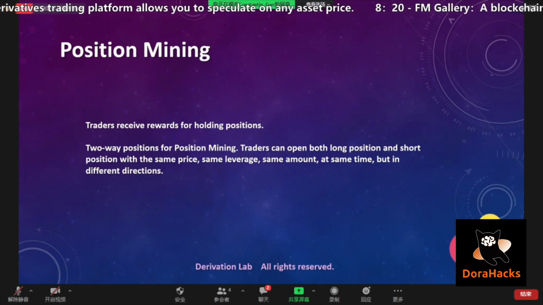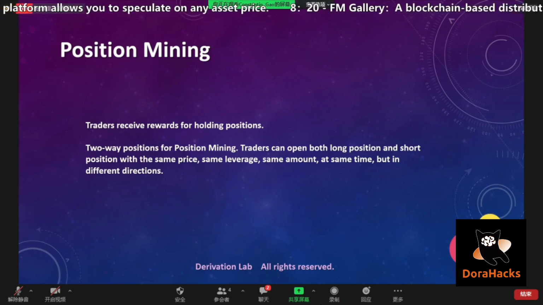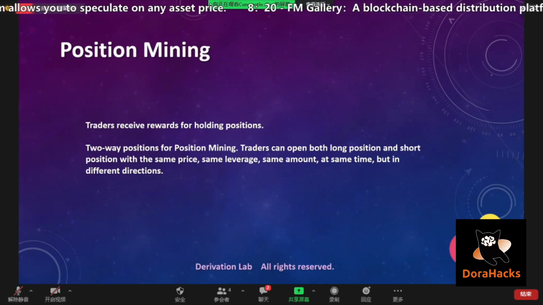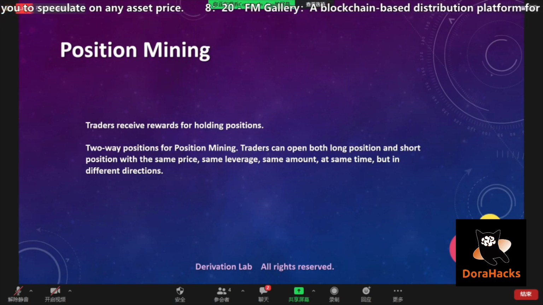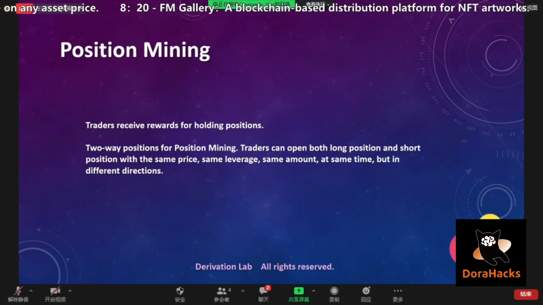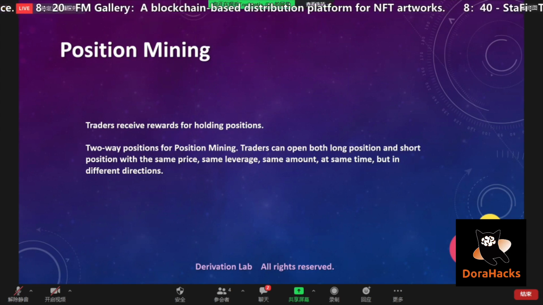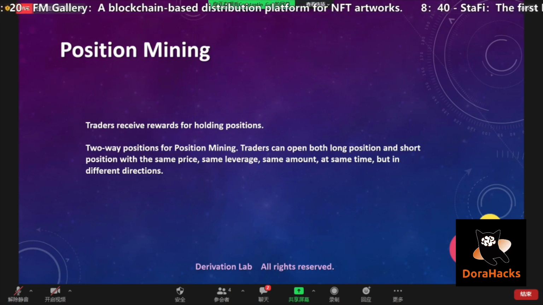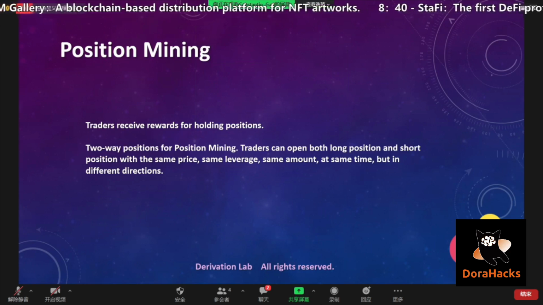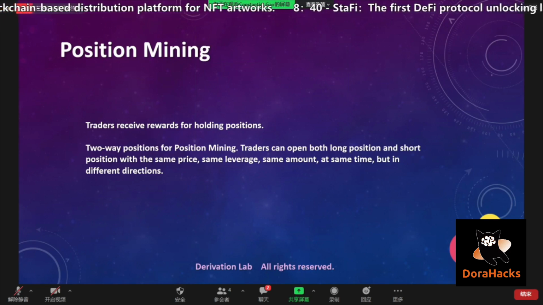For position mining, it's simple: you open a position and you will start to collect results. As long as you are holding it, you will receive a reward every block and every epoch. You can also have this special two-way position for position mining, which means you open both a long position and a short position with the same price, same leverage, and same amount at the same time, but in different directions.